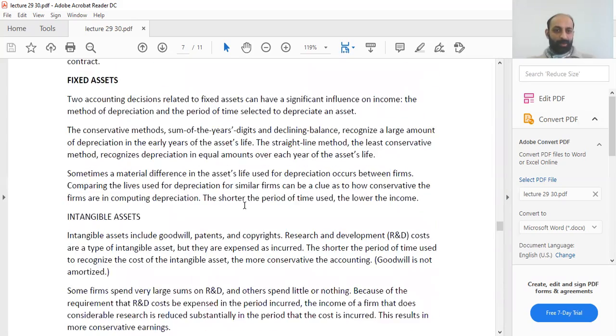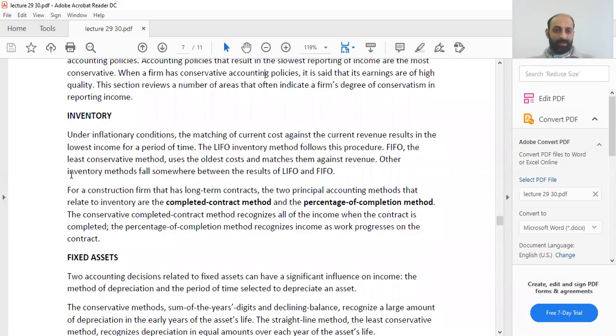Second one is your, the first one was fixed assets. Since we have done fixed assets, so we will do inventory now. Under inflationary conditions, the matching of current cost against the current revenue results in the lowest income for a period of time. The LIFO inventory method follows this procedure. FIFO, the least conservative method, uses the oldest cost.